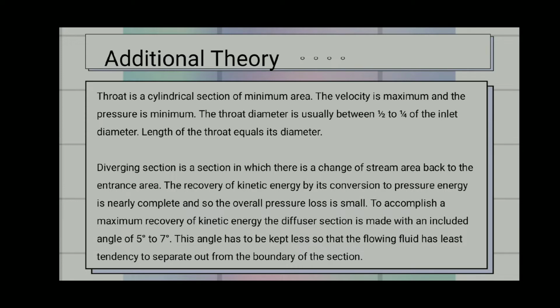Diverging section is a section in which there is a change of stream area back to the entrance area. The recovery of kinetic energy by its conversion to pressure energy is nearly complete, and so the overall pressure loss is small. To accomplish a maximum recovery of kinetic energy, the diffuser section is made with an included angle of 5 degrees to 7 degrees. This angle has to be kept small so that the flowing fluid has less tendency to separate from the boundary of the section.